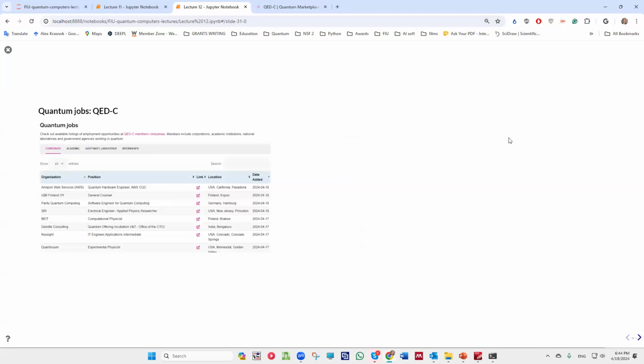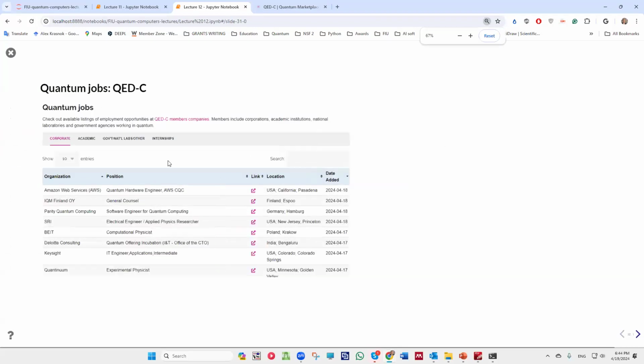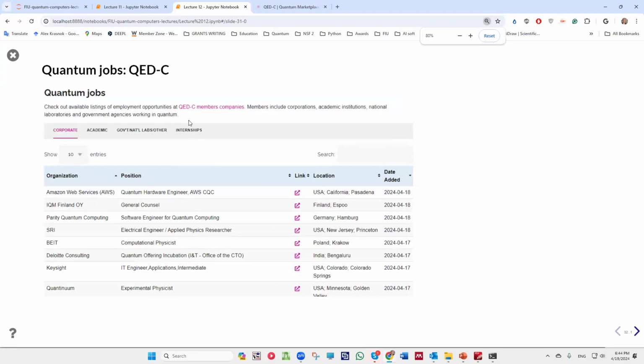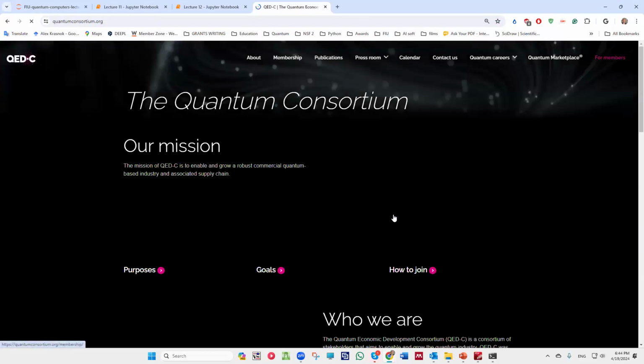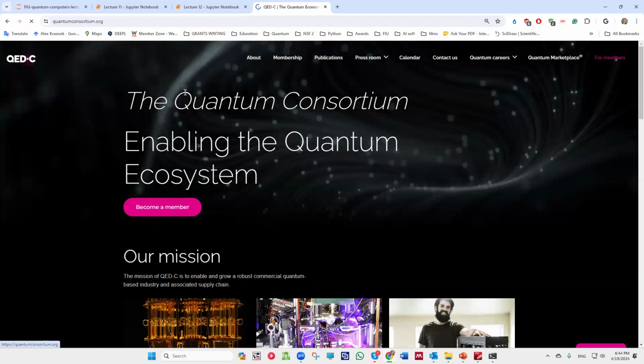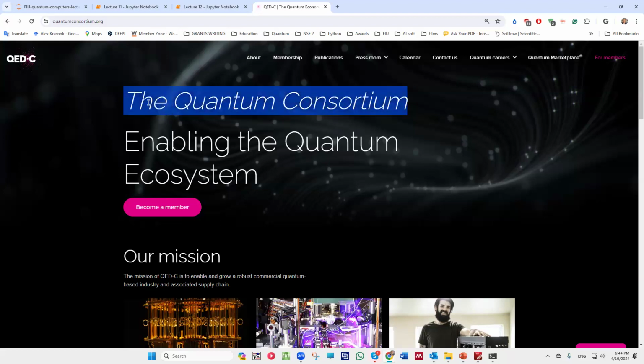I guess this is the last slide. I just want to point to this website, which is very useful and insightful. This is, in fact, the Quantum Consortium, a consortium of many labs, vendors, and companies. It's called QED-C. I don't remember what it stands for exactly. It's the Quantum Economic Development Consortium for Quantum Computing.